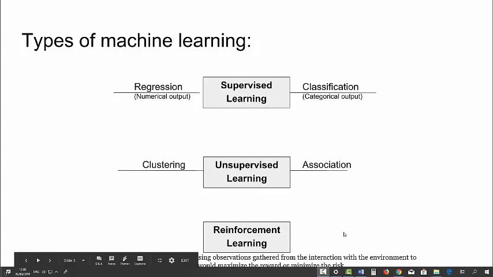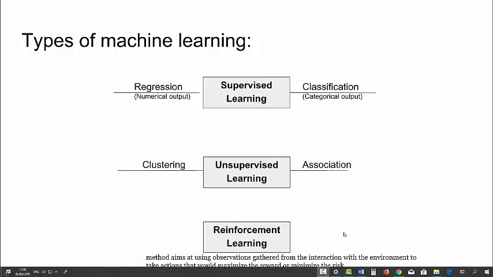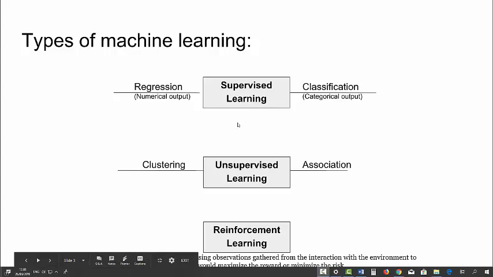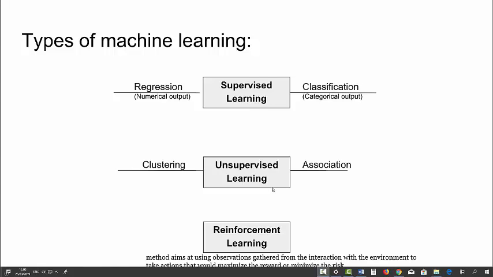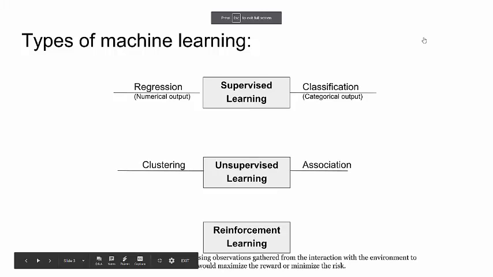It is common to group machine learning algorithms into three broad categories: supervised learning, unsupervised learning, and reinforcement learning. The majority of machine learning uses supervised learning. So what is supervised learning?